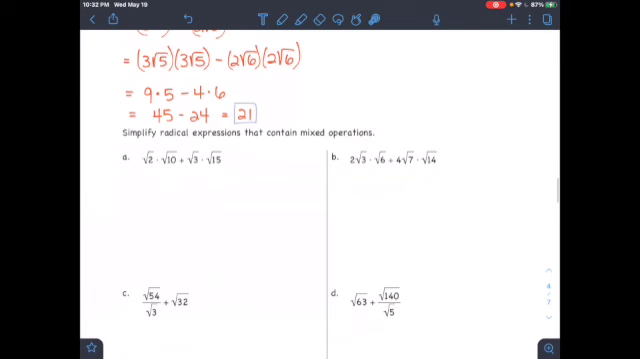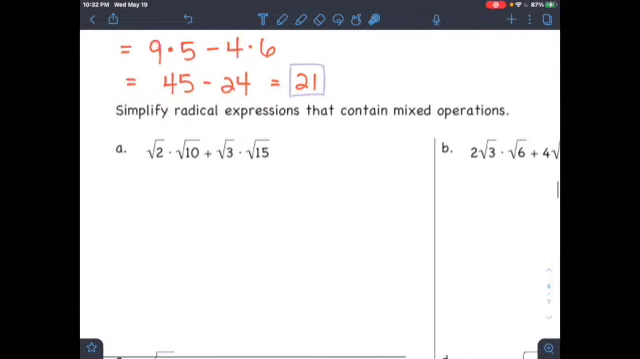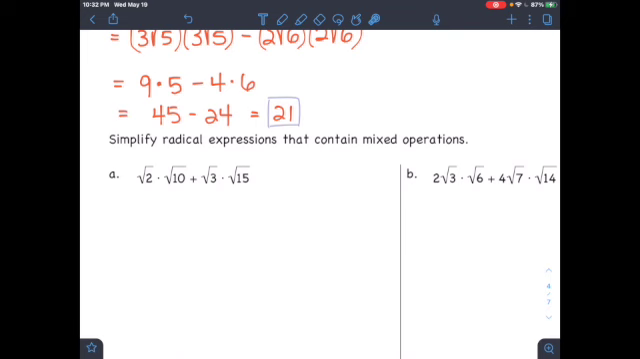Now, why am I getting into this? I see this on the SAT and ACT, so that's why I want to give you an introduction to it, and maybe when you look at it, it will not look so foreign to you. So in this case, again, simplify radical expressions that contain mixed operations. Mixed operations means that I have multiplying, adding, or subtracting. I have to break it down. I have all the rules that I have been showing you throughout, and you have to know how to simplify them.